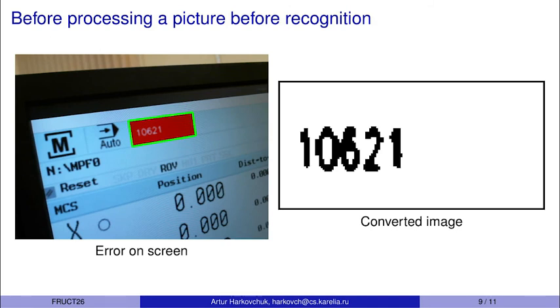Tracking the error code allows you to find it on the resulting image and bring it to such a view that the system for recognizing text from the picture can recognize the number with a high probability.